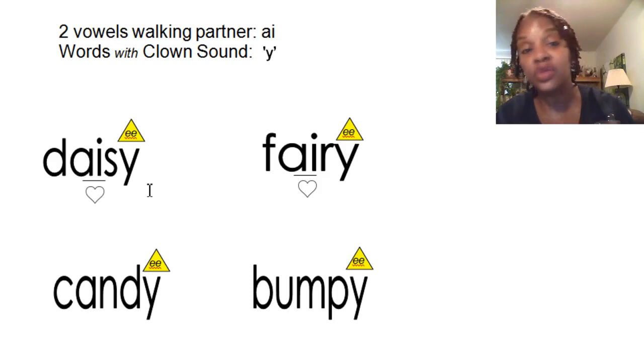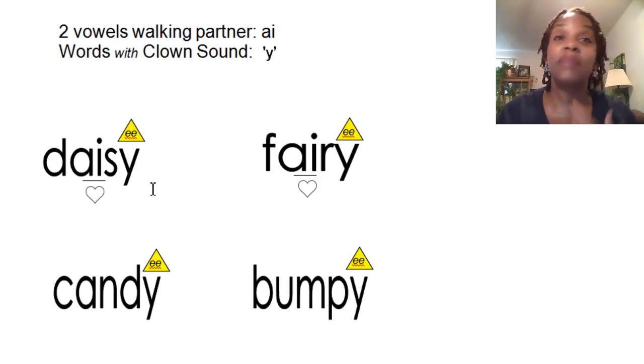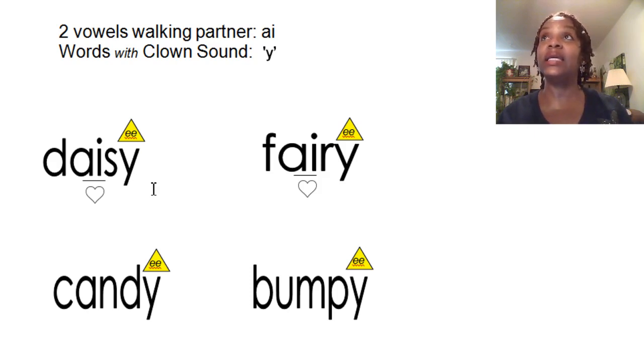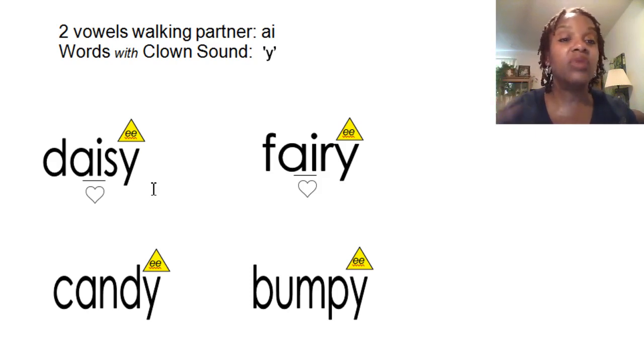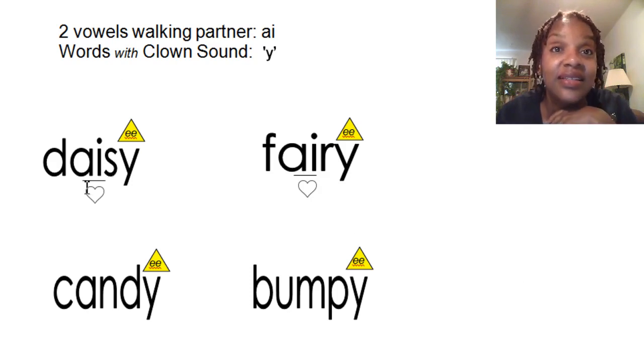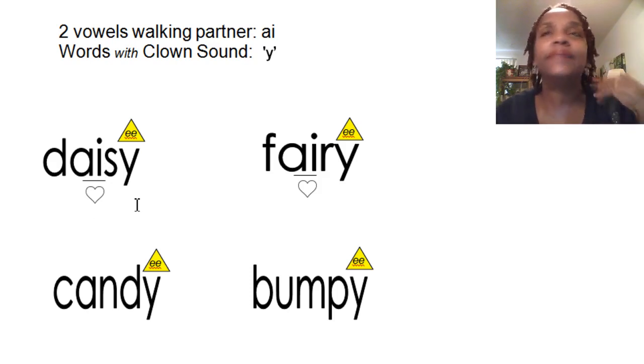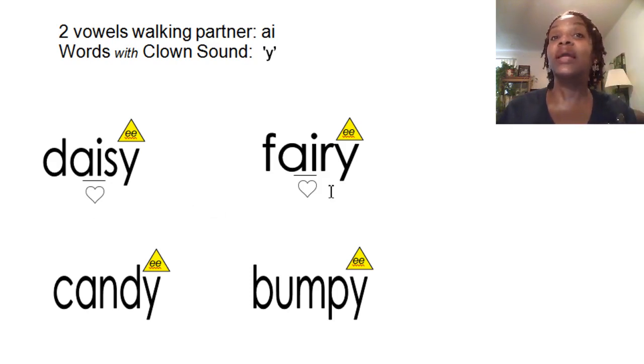Two vowels walking. The first one does the talking, A. And then you see the letter Y at the end of the word. It is clowning around saying E, right? Why is that? Why is it making the E sound in this word and not I? Because some of its first cousins are in this word. So you see A and I. There's other vowels in the word daisy. What's a daisy? It's a type of flower, right? Daisy. Let's try it again.